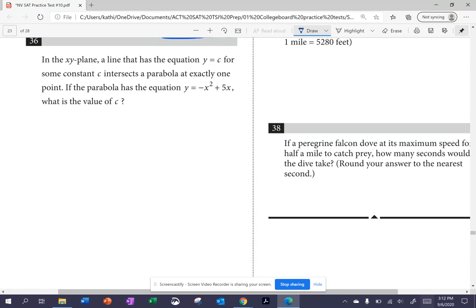In the xy plane, a line that has the equation y equals c for some constant c intersects a parabola at exactly one point. If the parabola has the equation y equals negative x squared plus 5x, what is the value of c? So this is where I have a line, and it's a horizontal line. I have y equals c, and I have a quadratic equation. And this is y equals negative x squared plus 5x.